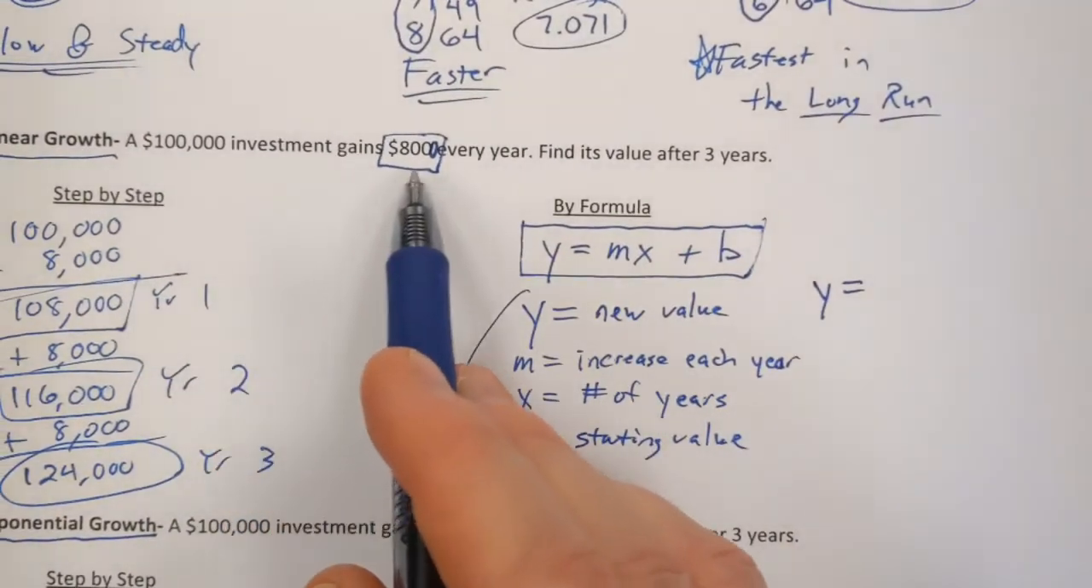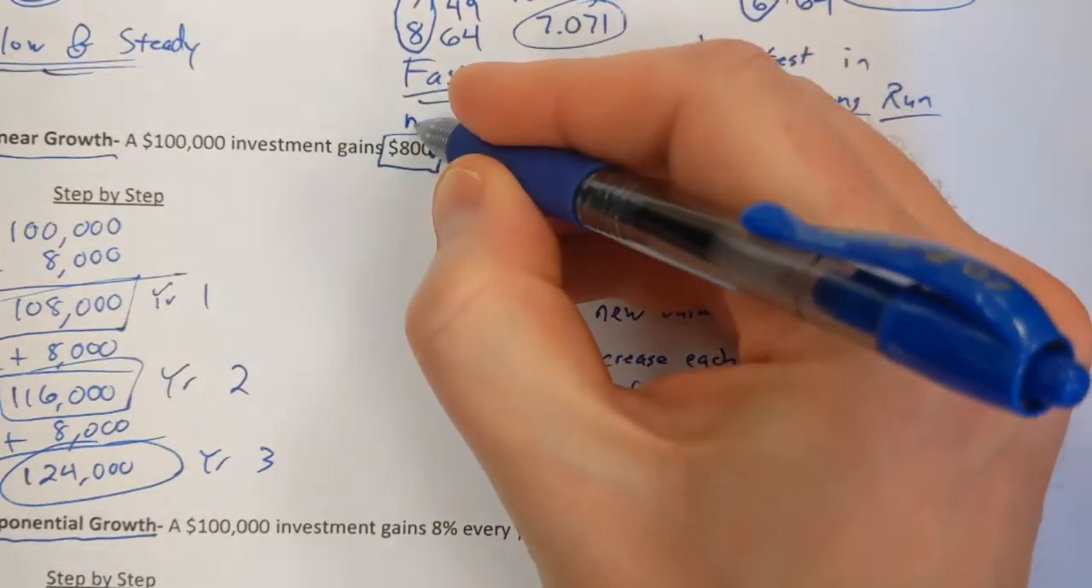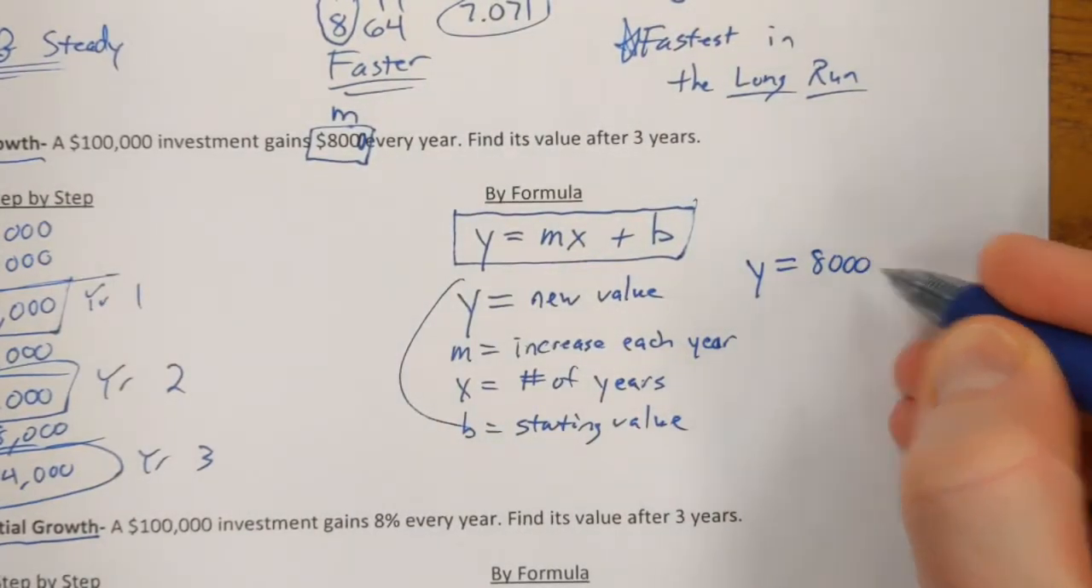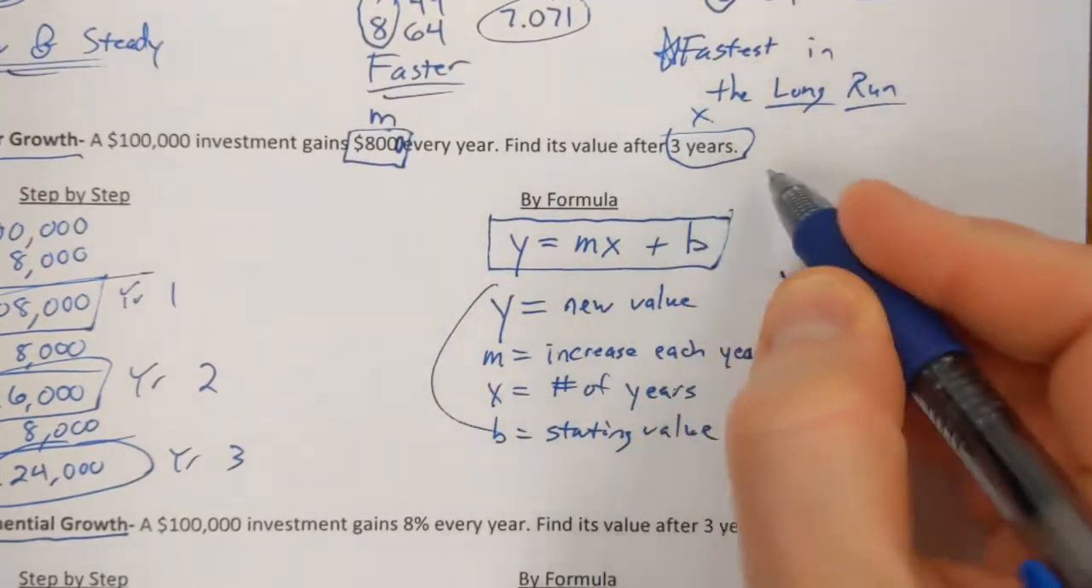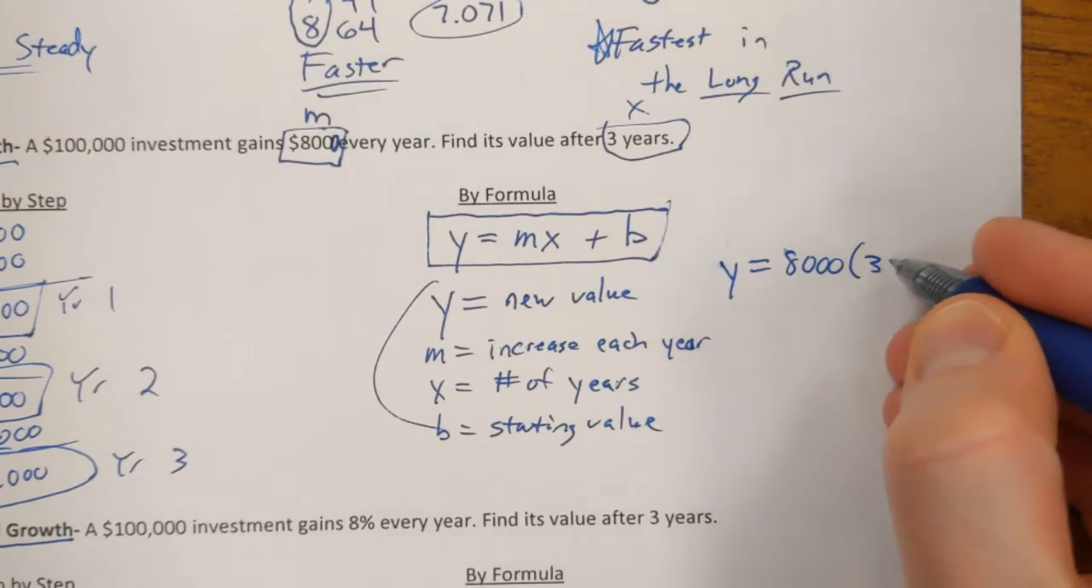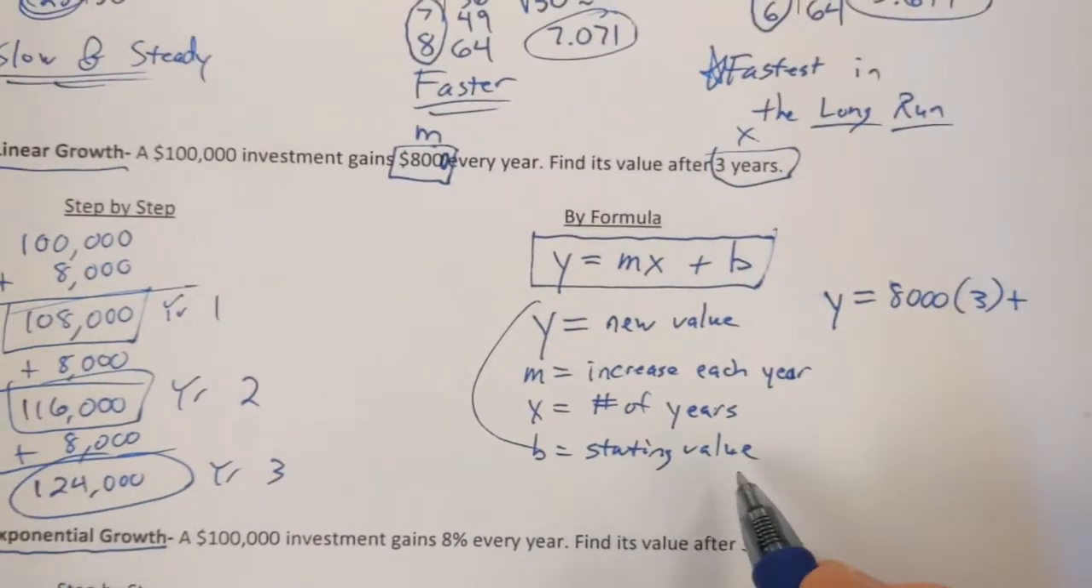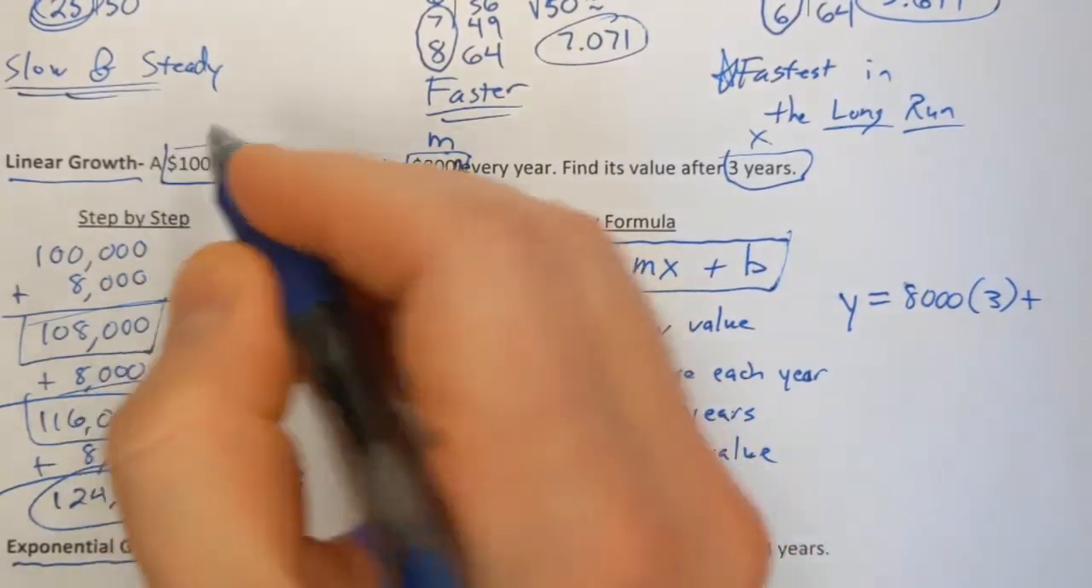M is how much does the investment increase every year. That would be the $8,000. X is the number of years. Okay, in this particular problem, that would be 3 years. And then B is the starting value. How much was this worth at the very beginning?